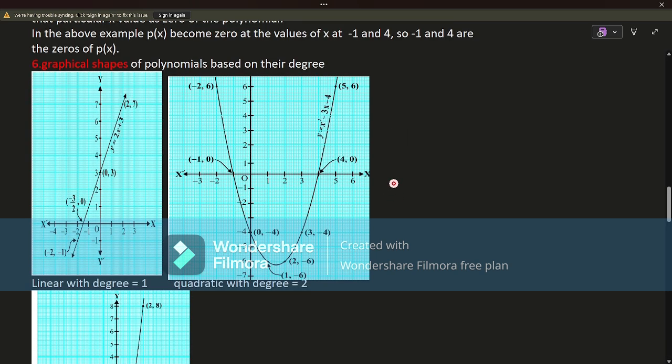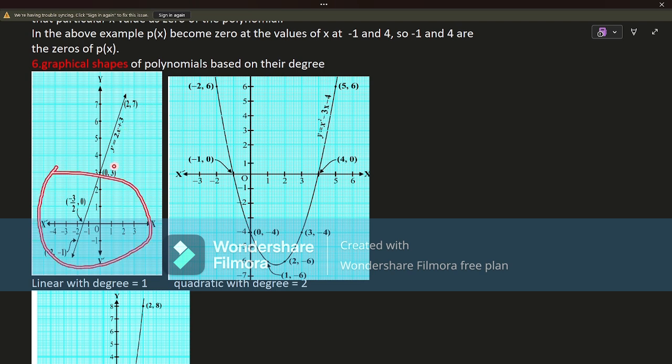The graphical expression of the polynomial based on their degree. We have learned already that a polynomial with degree 1 is called a linear polynomial. For example, if we express any linear polynomial in graphical form on graph paper, we get the result as a straight line.